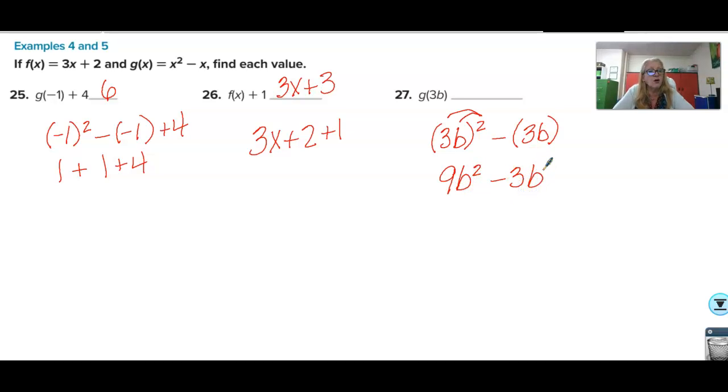And that's basically all we can do there. B squared and b to the first are not like terms and cannot be combined. So that's as simple as that one gets. 9b squared minus 3b. And it's totally cool to leave your answer that way. They're asking you to work with a variable, not telling you its value. So that's the best you can do.